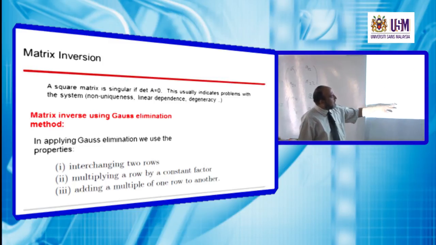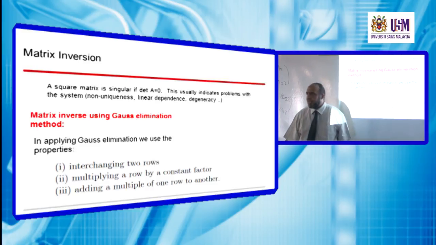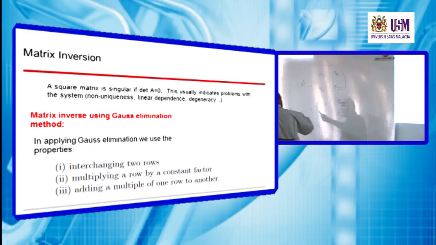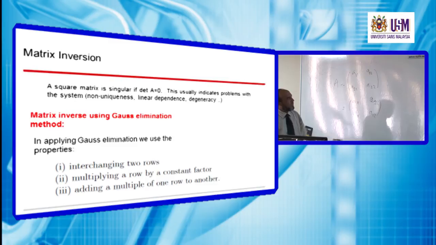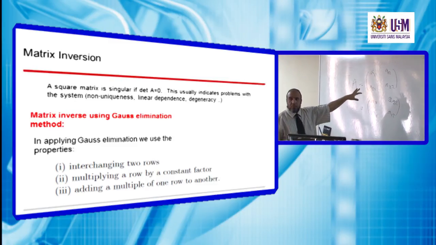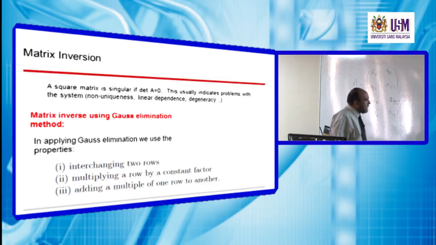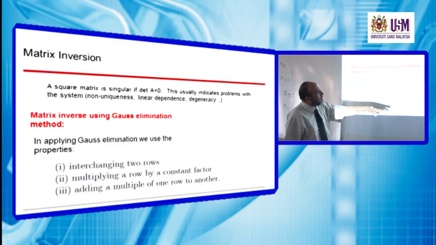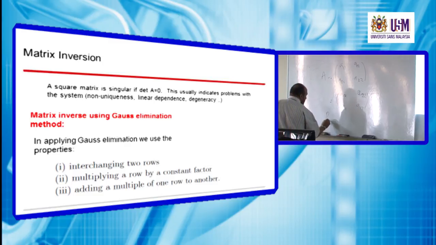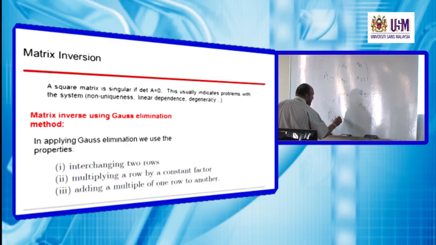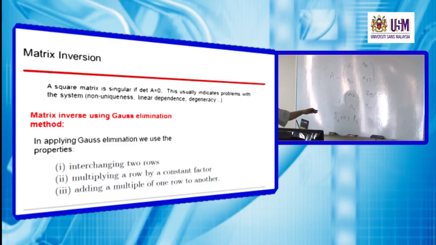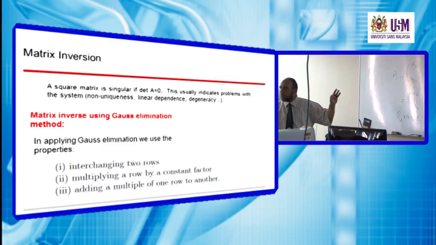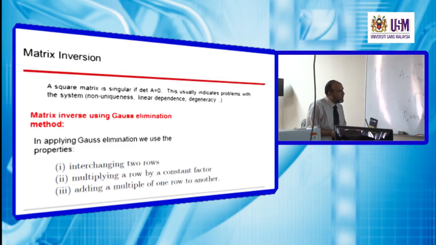The second property is that I can multiply a row by a constant factor. I can multiply a certain row by a value, and it's okay for Gauss elimination. We will speak about this when we discuss how we make the inversion. The third point is that I can add a multiple of one row to another, which means I can multiply the first row by something like A, and then plus or minus the second row. These are the three operations that we are going to use to apply the Gauss elimination method.